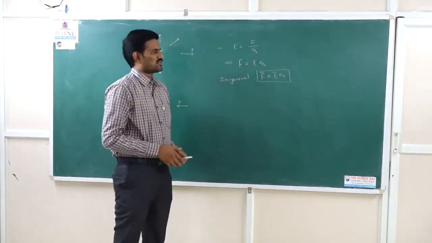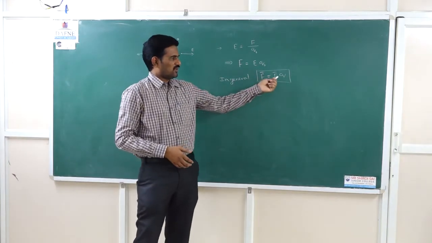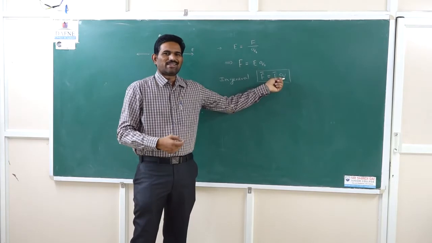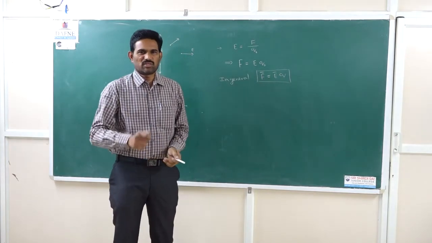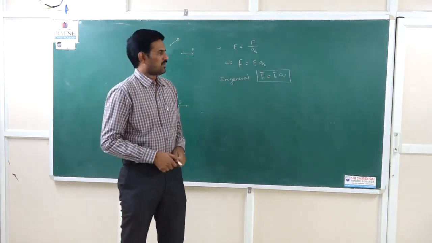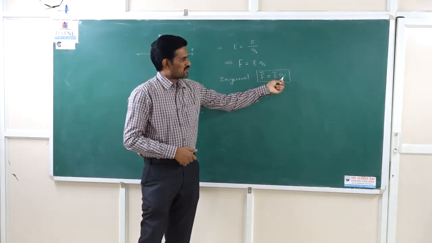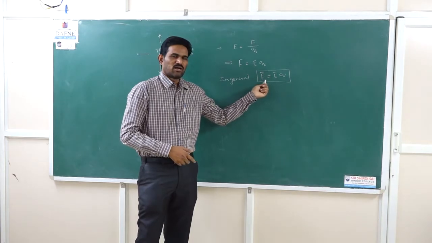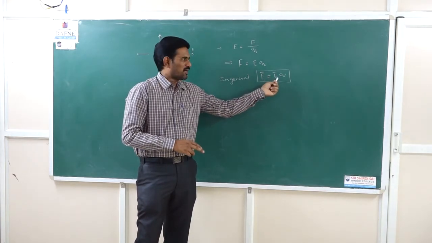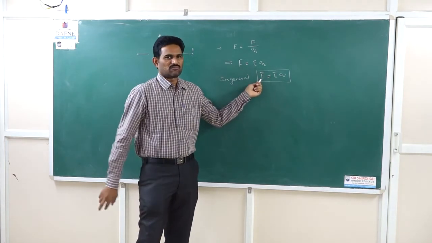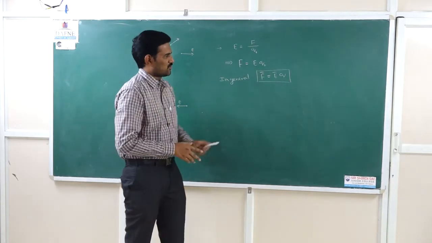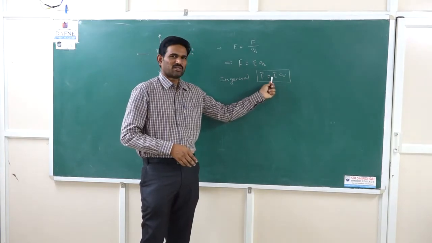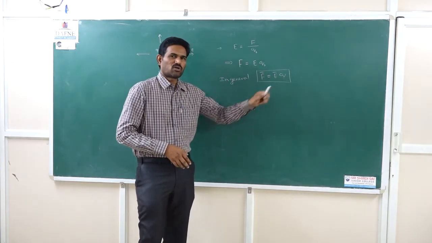If you are using this vector relation, we know that whenever charges are there in a vector formula, the charge must be substituted along with its sign. If the charge is positive, you get a positive sign, so both vectors have the same sign, and E bar and F bar will be in the same direction. If the charge is negative, you need to substitute a negative sign, so F bar and E bar are opposite to each other.